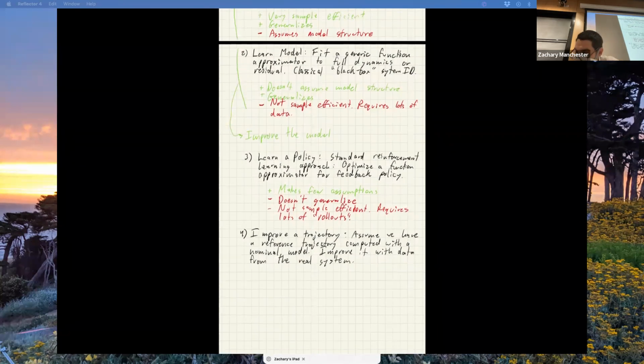Okay, so the pros here: it makes few assumptions about the model or anything else, so it's pretty general. Possible downsides: it assumes you have a decent model. It doesn't have to be super good, it can be quite approximate, but you need a model that captures some of the dynamics in a reasonable way.